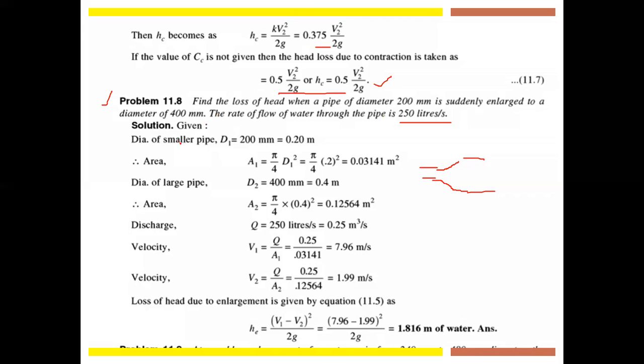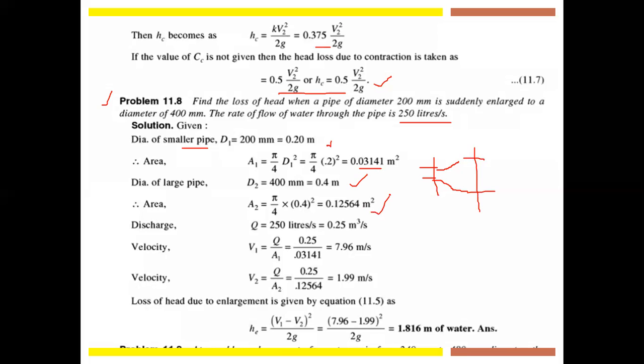Now take the given data. What is the smaller diameter pipe? Diameter of the smaller pipe D1 is equal to 200 mm, that is 0.2 meter. Once you get the diameter, immediately go to the area. Why? Because it is section 1-1 and section 2-2. So the diagram will be very simple, and you will score good marks also. Therefore D1 is equal to 0.2 meter. A1 is equal to pi D1 square by 4, that is equal to this. Next, diameter of the larger pipe D2 is equal to 400 mm, that is 0.4 meter. Area is equal to this.